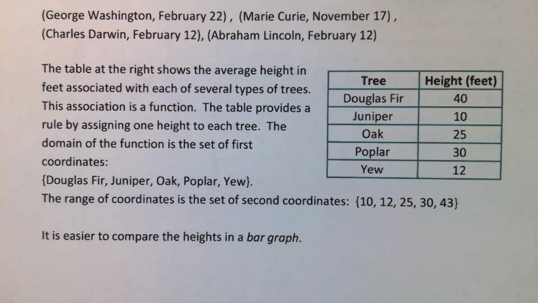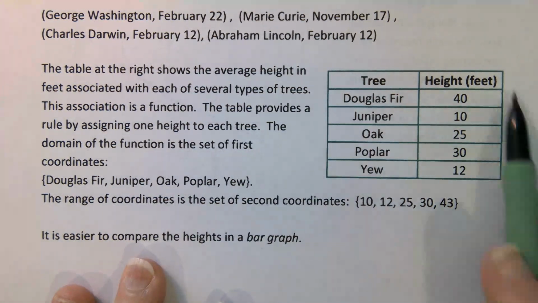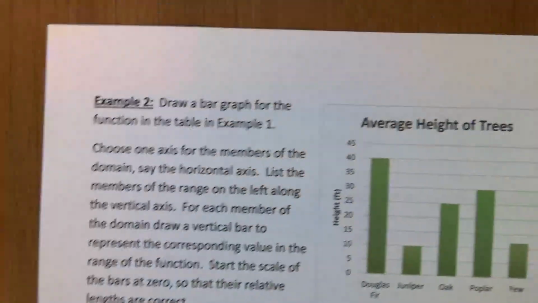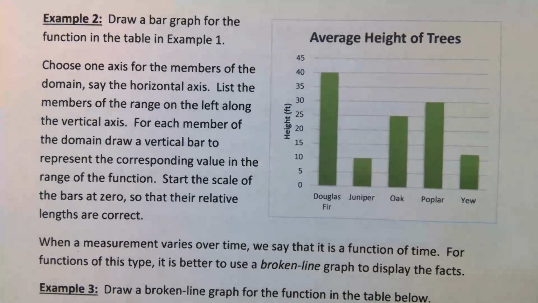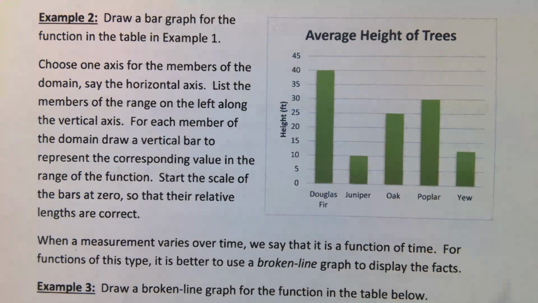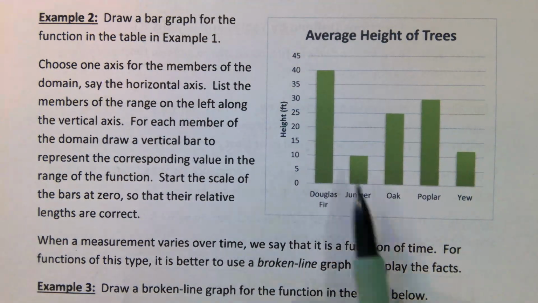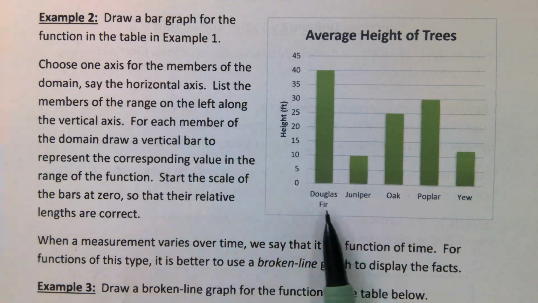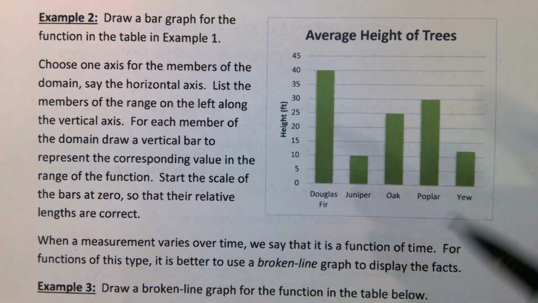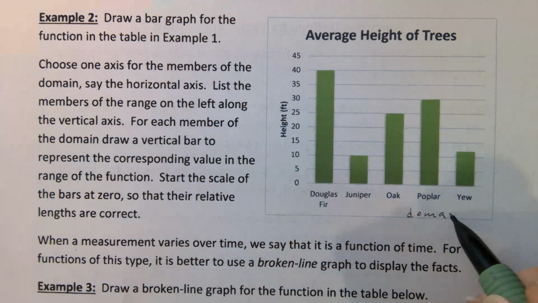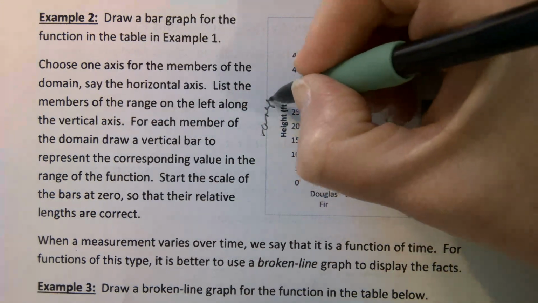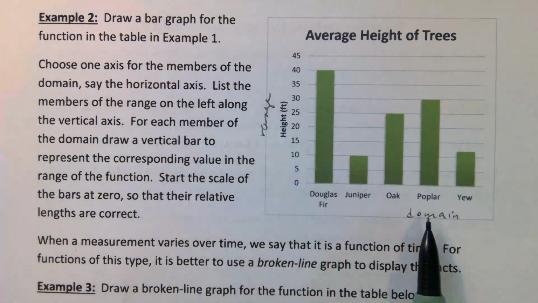It is easier to compare the heights in a bar graph. So this type of data is going to be easier to show using a bar graph. So here's our bar graph, where we have the different types of trees and their heights. It says draw a bar graph for the function in the table of example 1. Basically, I chose an axis for the domain. Here's my domain, and usually the domain is on the x-axis, not always. And then I use the range as my y-axis, because this depends on what that is.